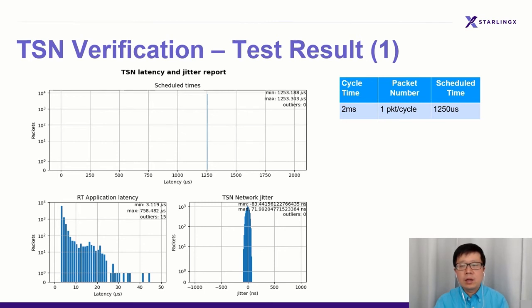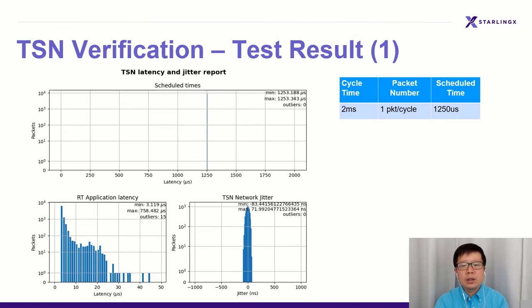The top figure is the scheduled times. As you can see, the scheduled times for all packets are around 1253 microseconds. The variance is very small. It shows the determinism performance is very good.